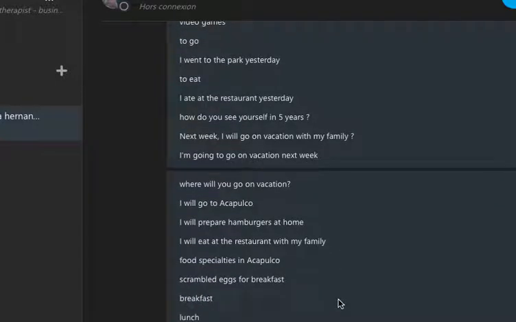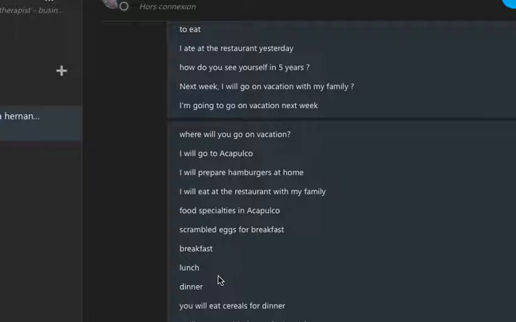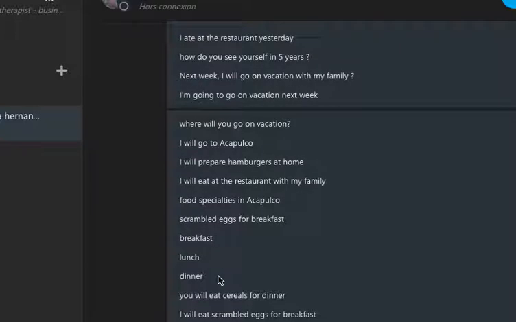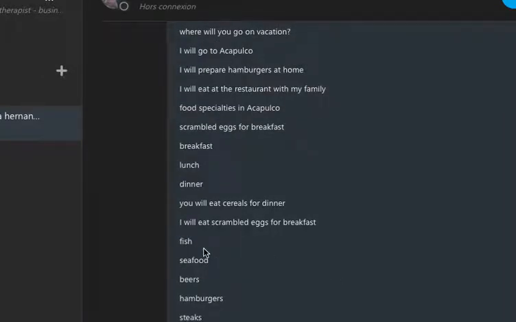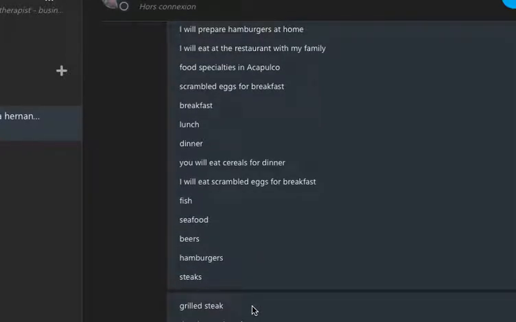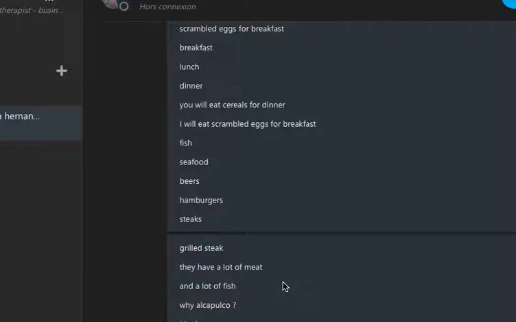So the food specialties in Acapulco. Okay, so you said, I will eat scrambled eggs for breakfast. For lunch, maybe seafood, meat, burgers. For dinner, I will eat cereals for dinner. Okay. I will eat scrambled eggs for breakfast. I will eat fish, seafood, beers, hamburgers, steaks or grilled steaks for lunch. Okay, looks like they have a lot of meat and a lot of fish.